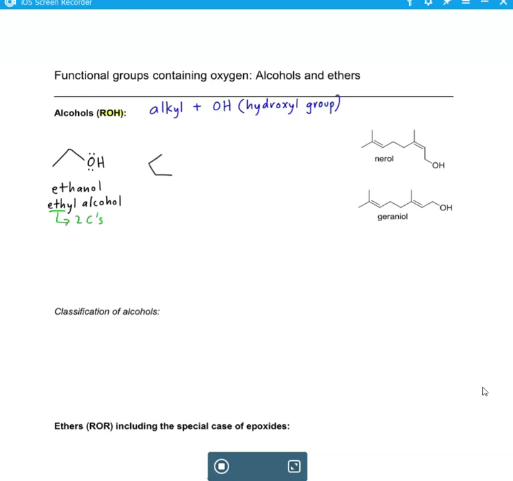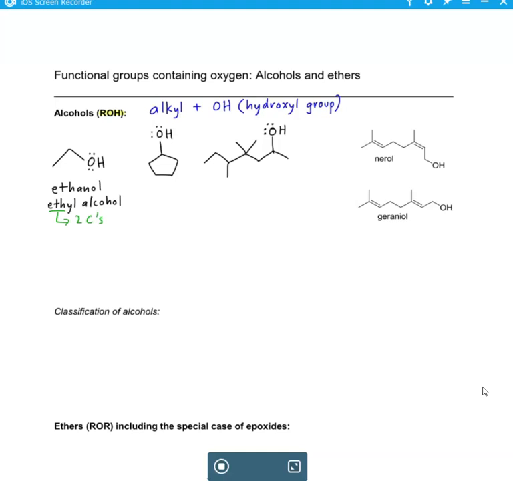So let's draw some more examples. Here's a cyclic alcohol. So an OH group or a hydroxyl group attached to an alkyl fragment. And then, of course, these structures can get pretty complicated. Lots of branching, and so on. Notice that an oxygen, when it's neutral, is going to have 2 lone pairs and 2 bonds.